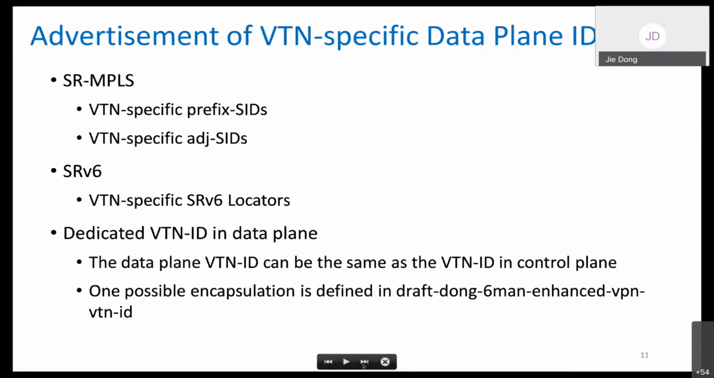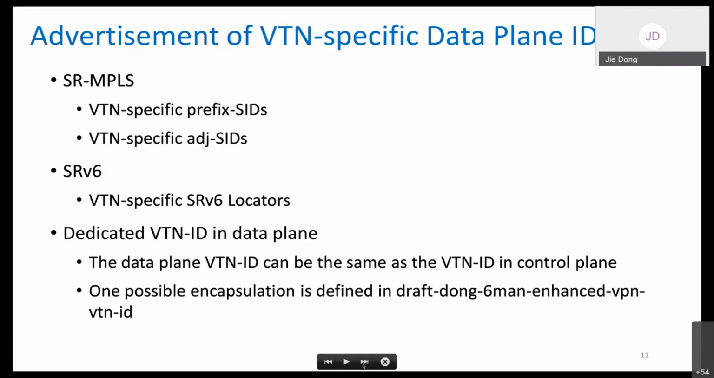Okay, in addition to the advertisement of the topology and the resource information, we also introduced the mechanism to advertise the VTN specific data plane identifiers. For SR-MPLS, we need to advertise the VTN specific prefix SIDs and VTN specific adjacency SIDs. The TLVs will be similar to the existing SID sub-TLVs with an additional VTN ID field. For SRv6, we can introduce the VTN specific SRv6 locators.